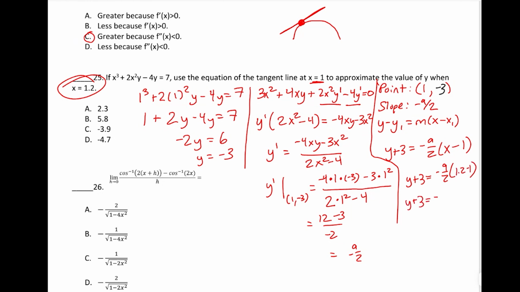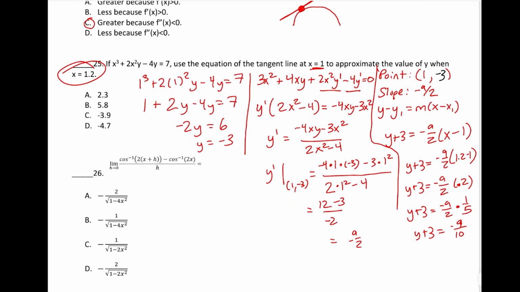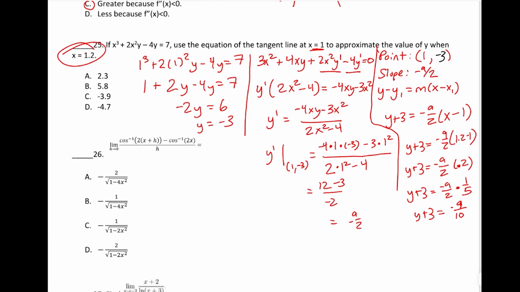1.2 minus 1 is going to be 0.2. Maybe I'll turn this back into a fraction. It might be easier to do the arithmetic here. So 2 tenths is 1/5. Okay, 9 times 1 is 9. 2 times 5 is 10. So we get y plus 3 equals negative 9 tenths. This is 0.9. So now I'm actually going to go back to decimals here. Y plus 3 equals negative 0.9. Then I could subtract 3. So I'm going to get negative 3.9.